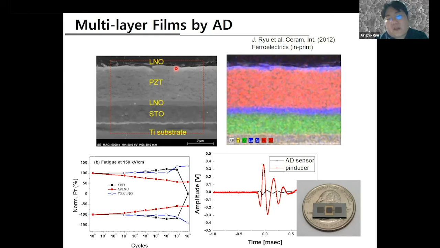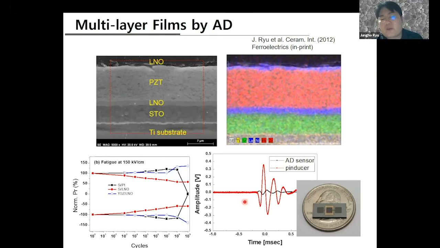So here you can see roughly 10 micron thick films made by aerosol deposition. Not only PGT, but also the top and bottom side electrodes, and also the bottom diffusion barrier, were deposited by aerosol deposition. That was really challenging at that time, but we successfully made the 4 different types of layers by the same process. And the acoustic emission sensitivity is also not very bad.